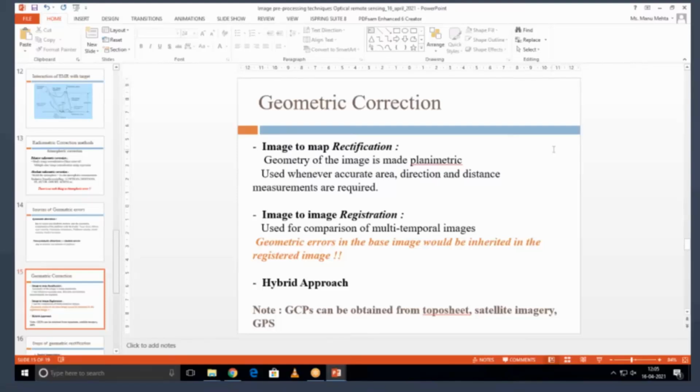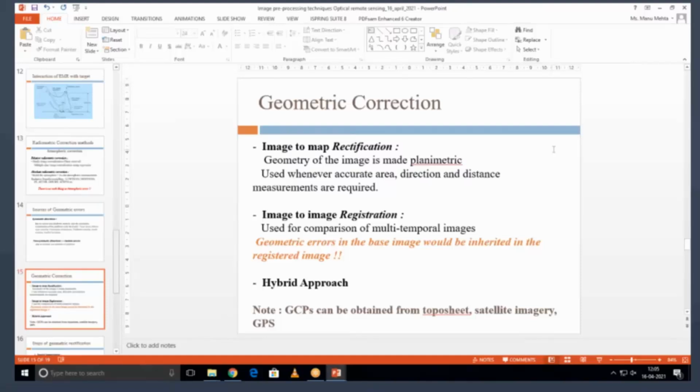So at all the points, it might not be possible for you to give the actual planimetry geometry of the image. At that time, what you can do is first rectify the image with respect to the map that you have. Then when you want to do some change analysis, you geometrically co-register one image with respect to the other also. This is very commonly used in remote sensing, that we do rectification and then image co-registration also.